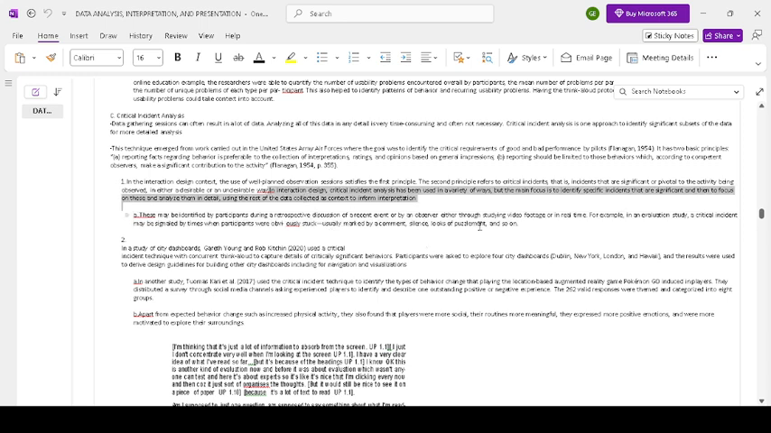In interaction design, critical incident analysis has been used in a variety of ways, but the main focus is to identify specific incidents. That's the key. Specific subsets, I would add, that are significant, and then focus on these and analyze them in detail using the rest of the data collected as context to inform interpretation. So this is the key. Once you get the subset that is most important, now you dig into the detail. Before, you went high level to find the most important, but once there, you actually dig into the details.